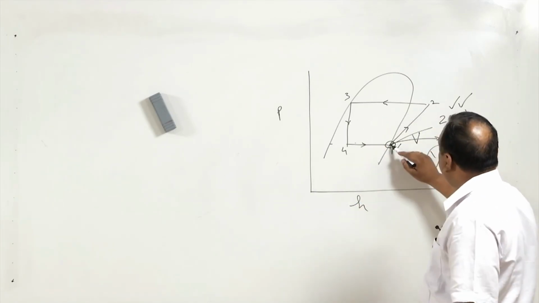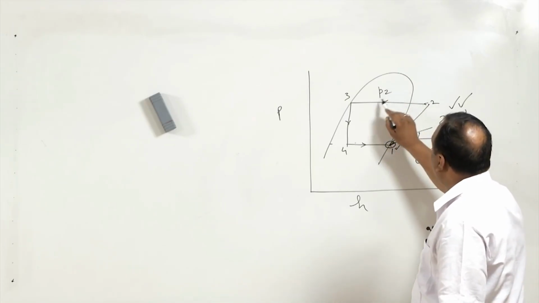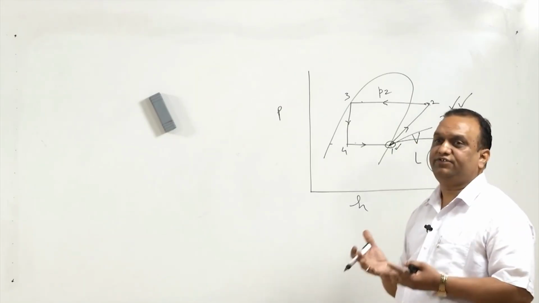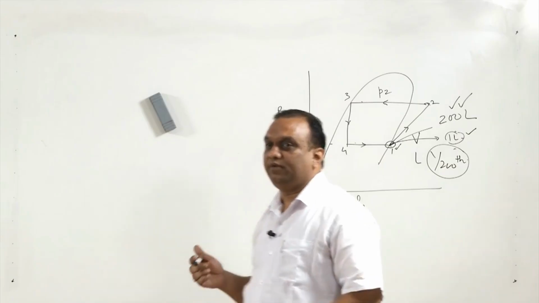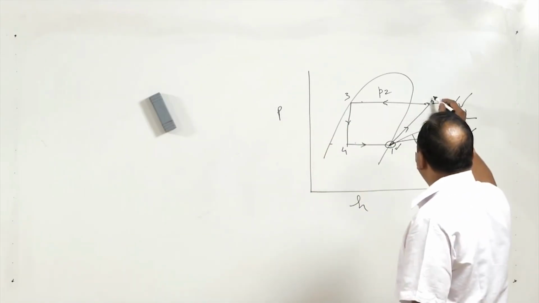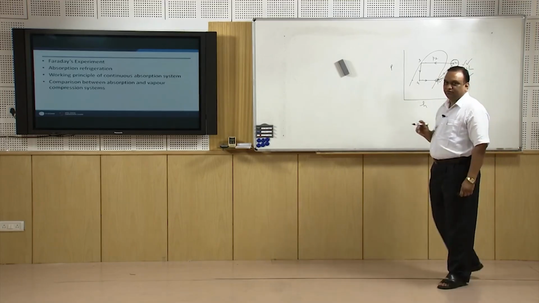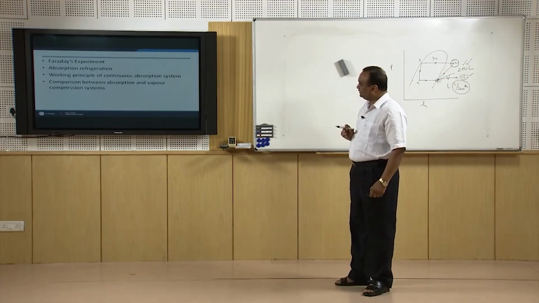So, we can increase the pressure of this liquid up to this stage P2, and when the pressure is increased, then we can heat the mixture. As we heat the mixture, solubility of the vapor in the mixture will be reduced, and we will get high temperature, high pressure vapor at state 2. So, this is what exactly happens in vapor absorption systems.